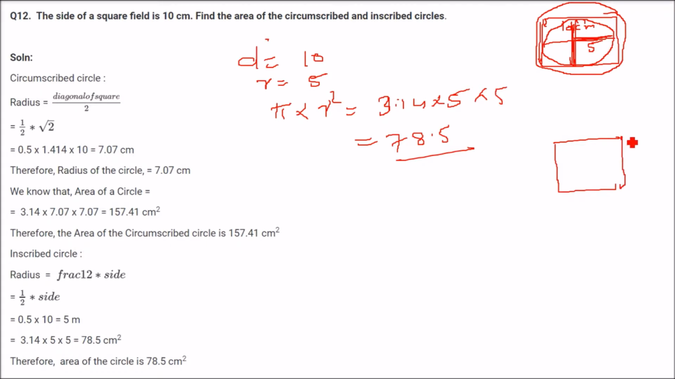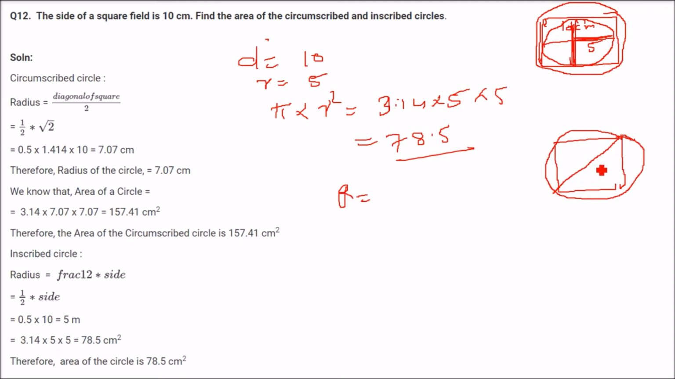Now this one is a square. When you want to have a circumscribed circle, if I join this diagonal, this diagonal is going to be the diameter of this outside circle, right? So what is the radius? It is nothing but the diagonal of the square divided by 2.